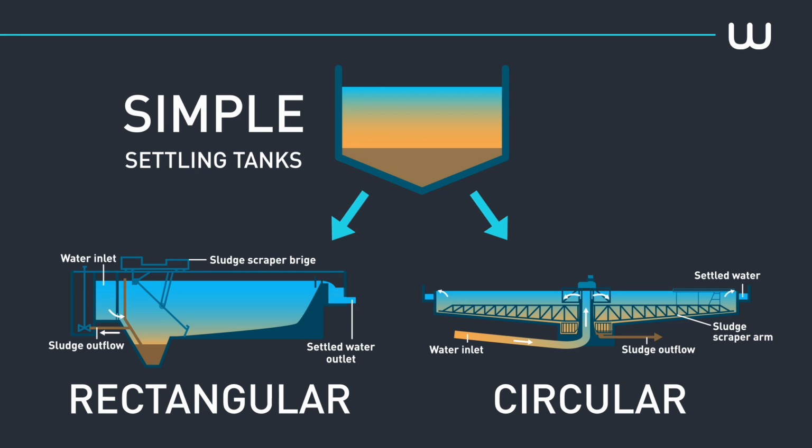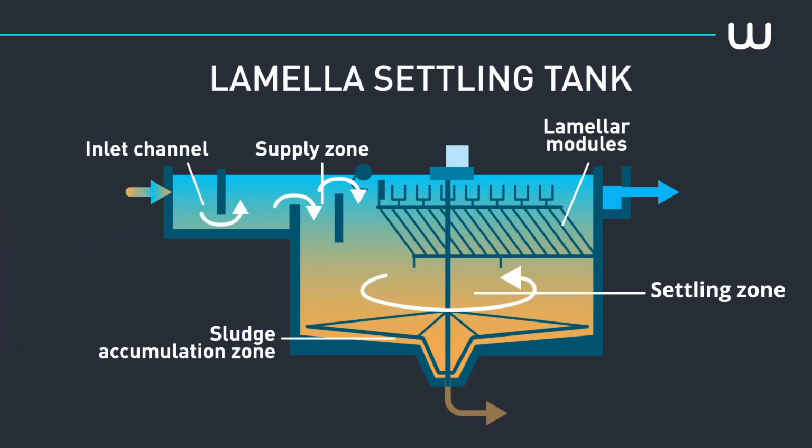The lamella settling tank is similar to the static tank, except that it has plates that are laid out in parallel inside the tank. These plates are at a 45-degree angle, enabling it to treat the same flow rate in a tighter space than in a static settling tank.